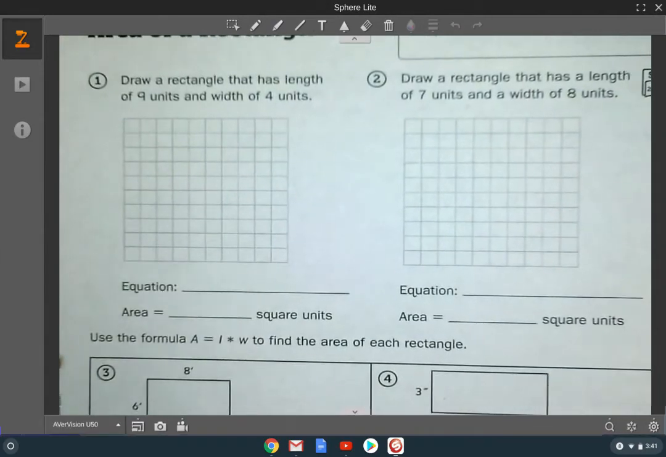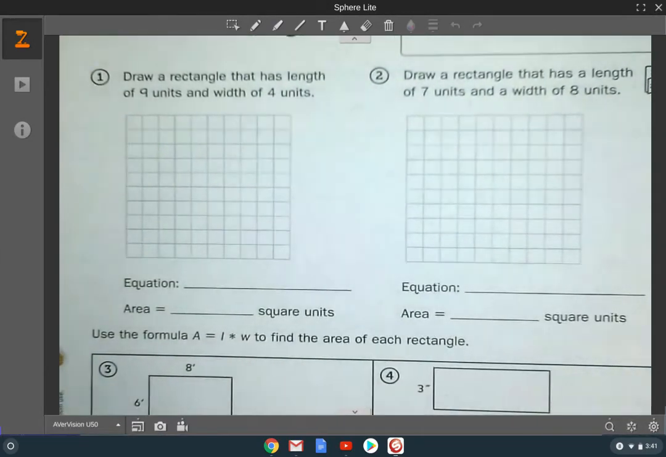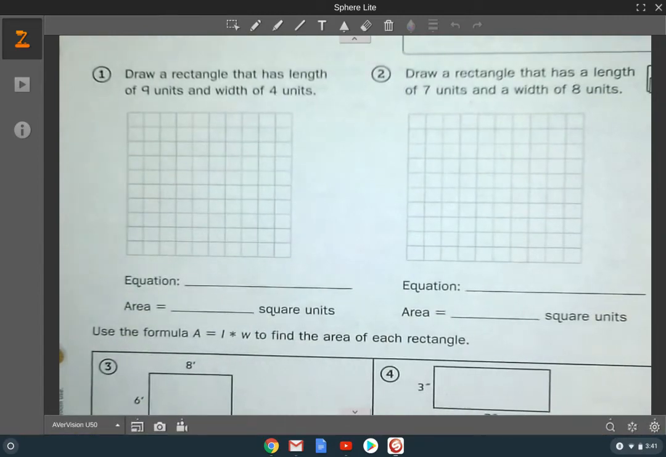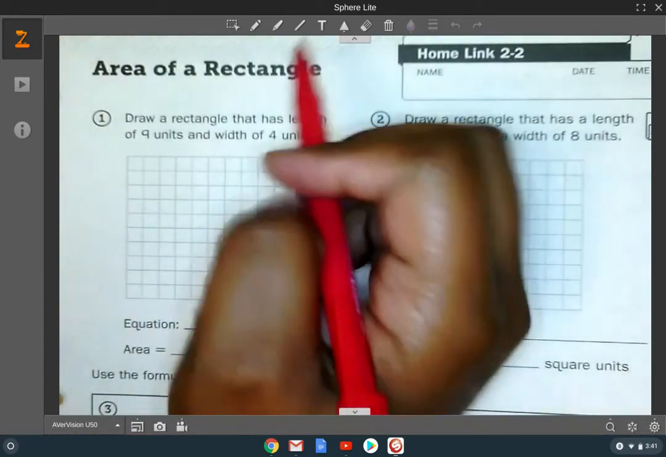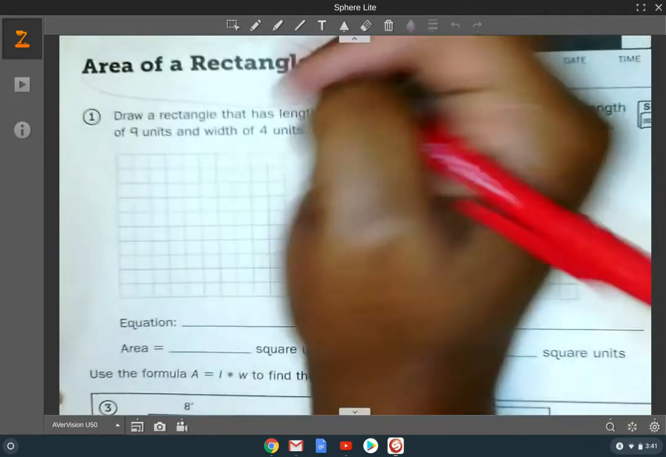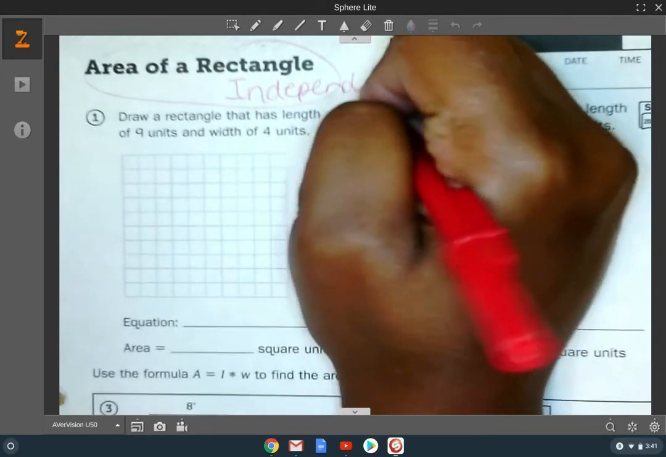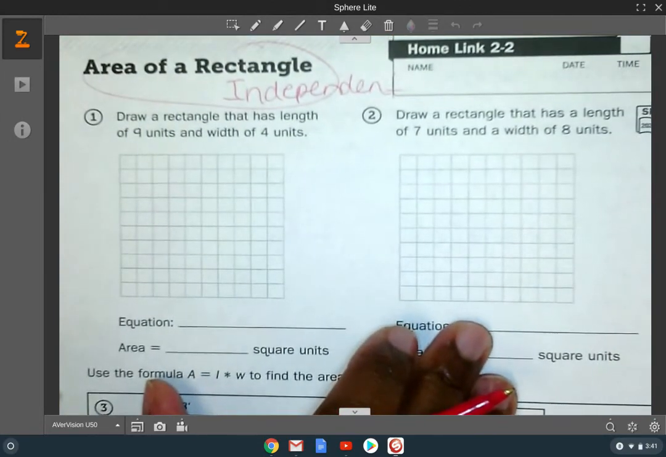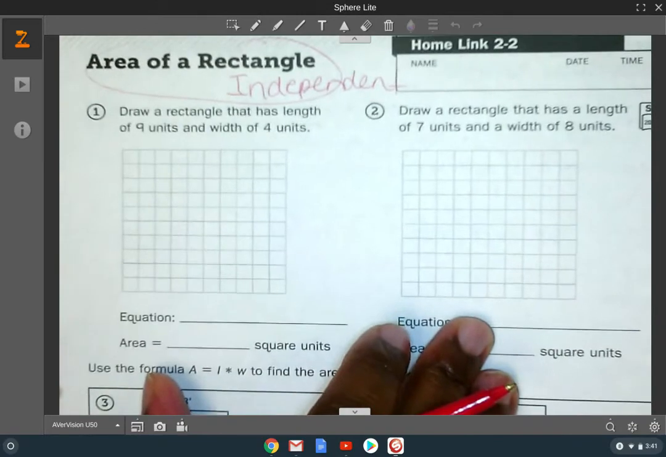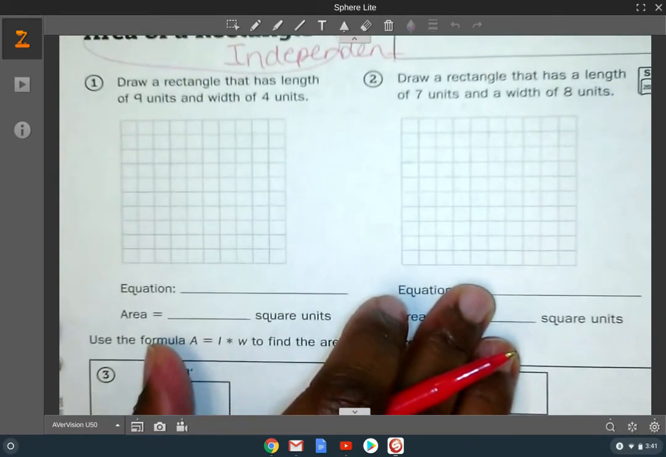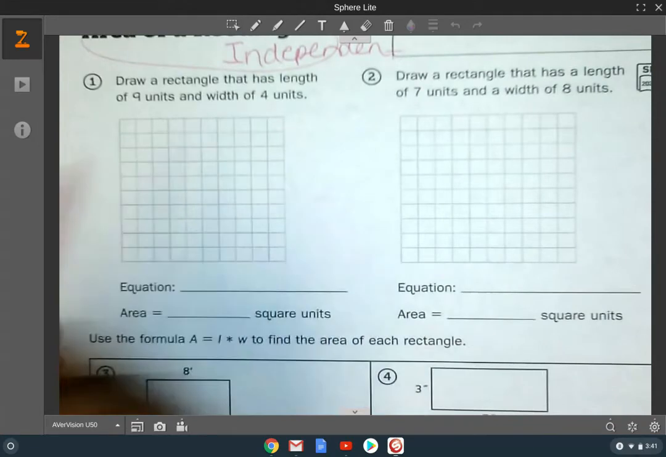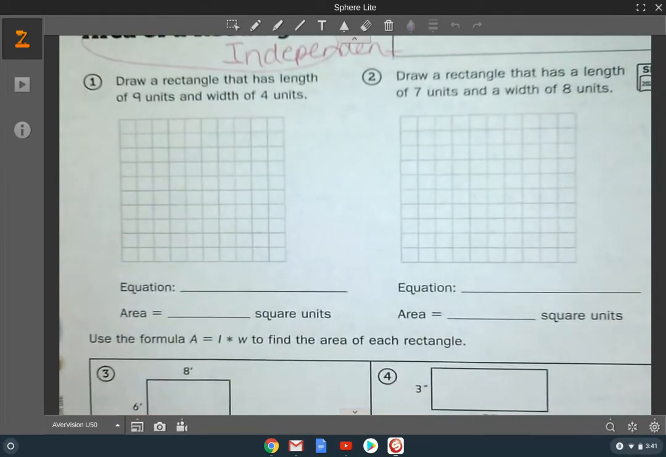Once you have submitted the first assignment, finding the area of rectangles, open up your assignment, area of a rectangle, and it will also say independent. So that's what you're looking for. Area of a rectangle, independent. Let's get started. Draw a rectangle that has length of 9 units and width of 4 units.